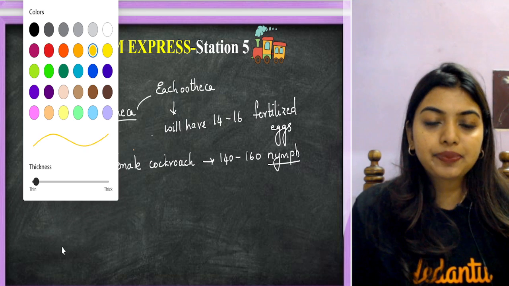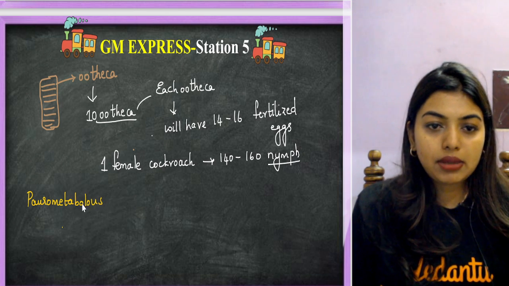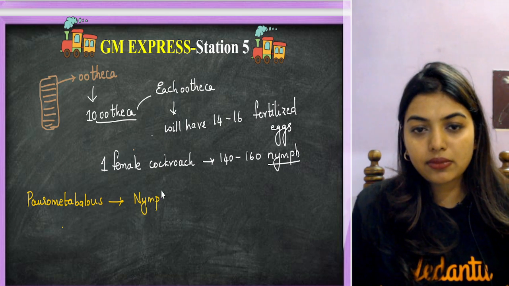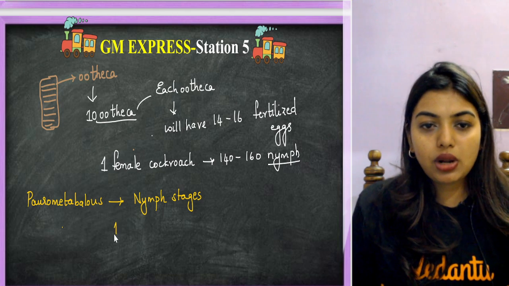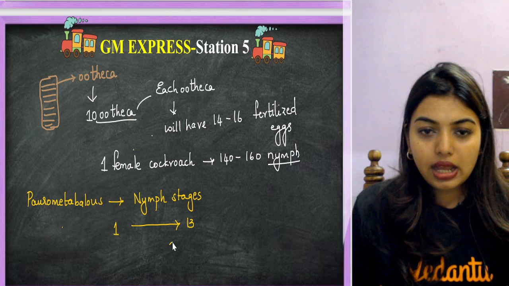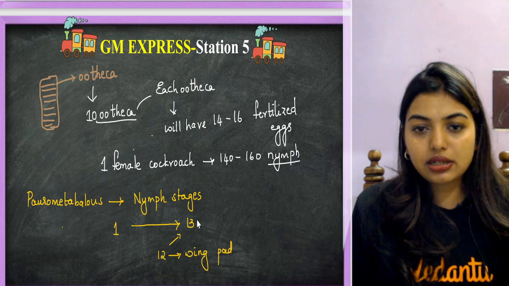So they are telling that the cockroach grows by paurometabolous development, that is with the help of nymph stages. Nymph stages means 1 to 13 of them. 13 stages will be there, and in the 12th stage we'll be able to see a wing pad. And this 13th stage I can call an adult cockroach.